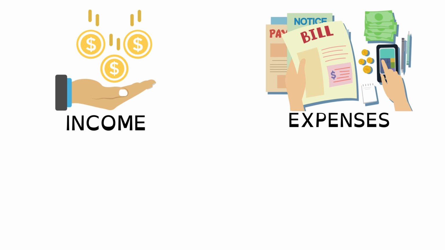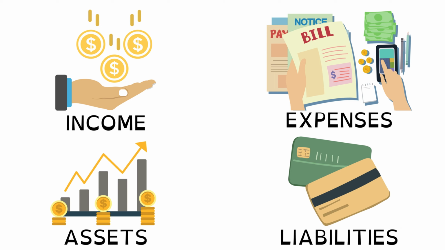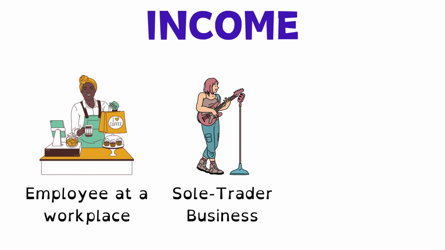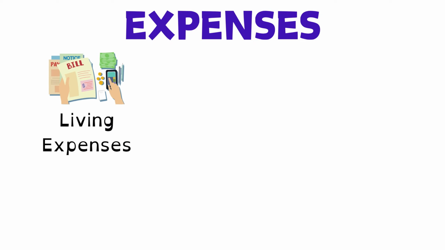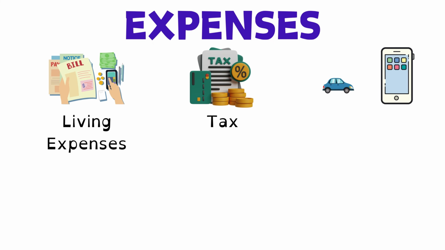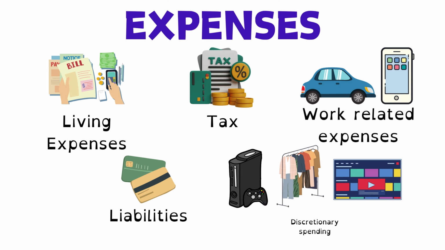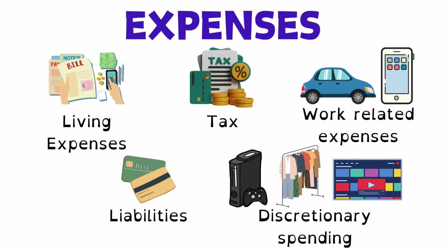So to better understand money, we need to consider these 4 categories: income, expenses, assets, and liabilities. Income is the money that you make. You can make income by being an employee in a workplace, or by selling your own products or service as a business, or from assets that you've invested in. Expenses is how we label anything that's taking money away from you. These can include living expenses, tax, work-related expenses, expenses from liabilities, and money that you spend for things you want in life. We call this discretionary spending.